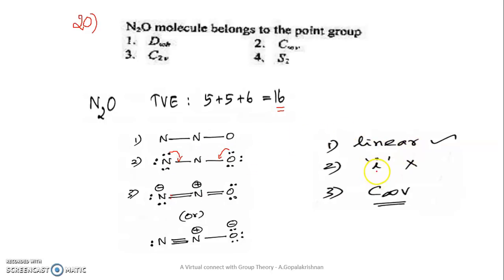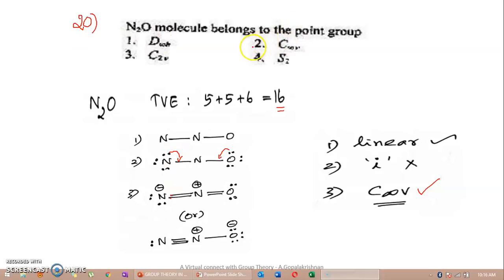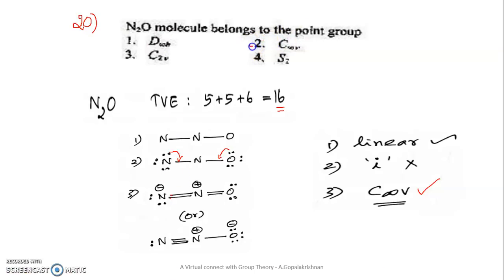So molecule is linear. Does the molecule have a center of symmetry? No. Why? Suppose if you take nitrogen as center point, this side we have nitrogen, this side we have oxygen. So the molecule does not contain center of symmetry. Therefore, center of symmetry is absent. Therefore, the molecule belongs to C infinity V point group. So N2O molecule belongs to C infinity V point group. The correct option is 2. This is the correct option.